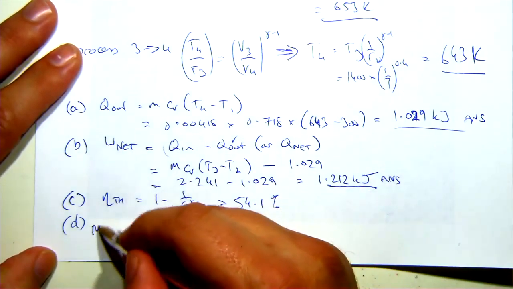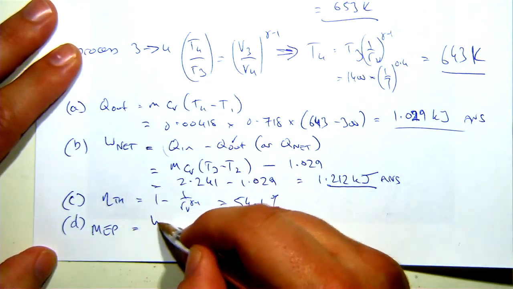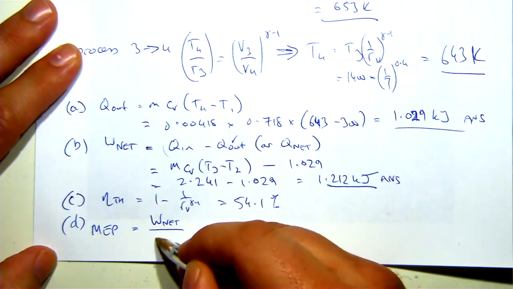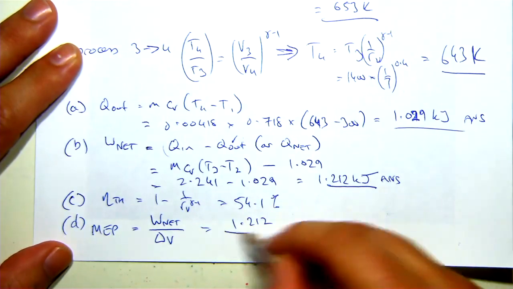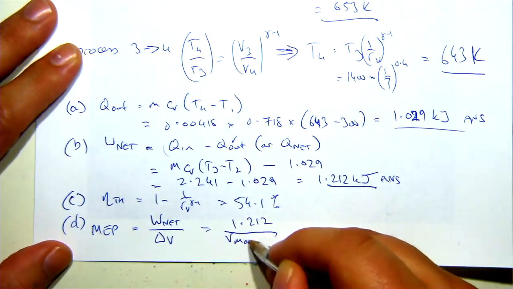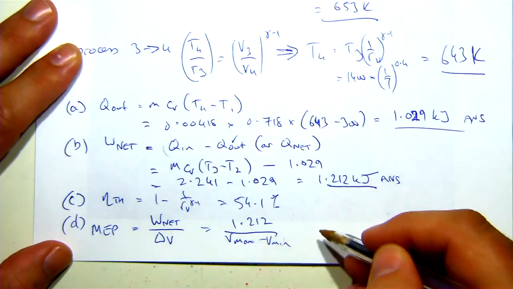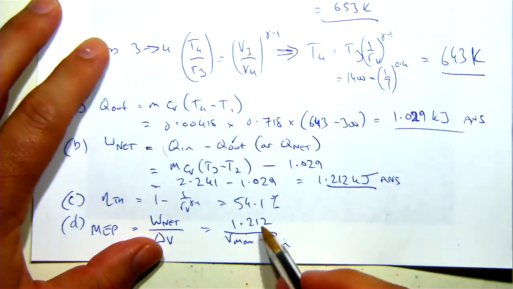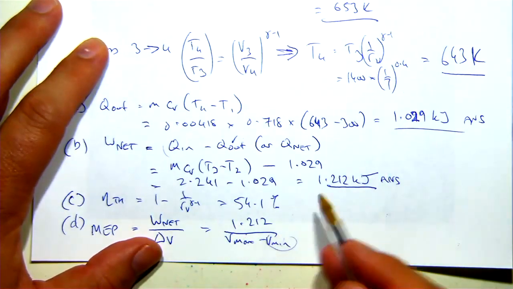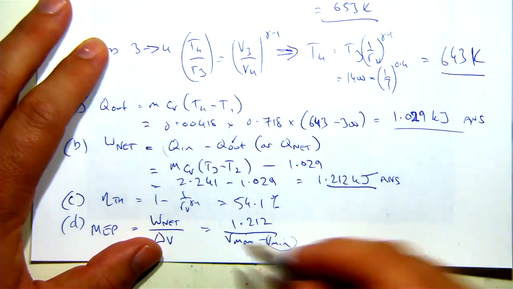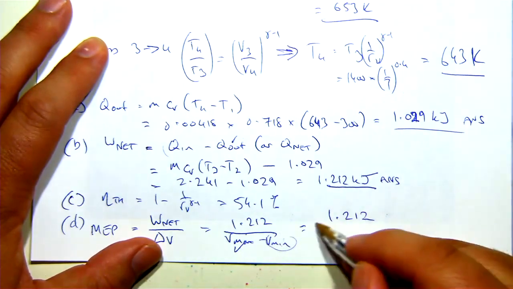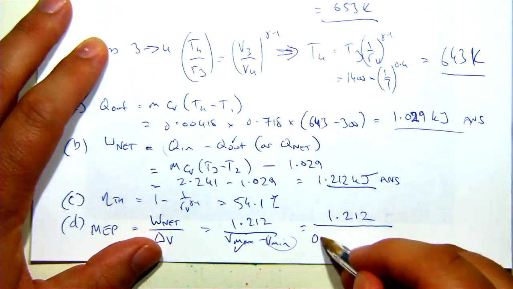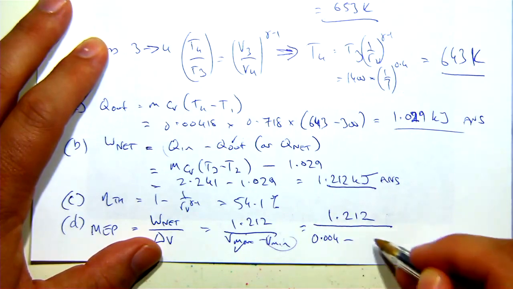D was asking for the MEP, which is equal to net work over delta V. So I've got 1.212 as the net work over V max minus V min. And V min we have not yet calculated. V max we've got. This is going to be 1.212 over V max, which was 0.004, minus, what's the smallest?